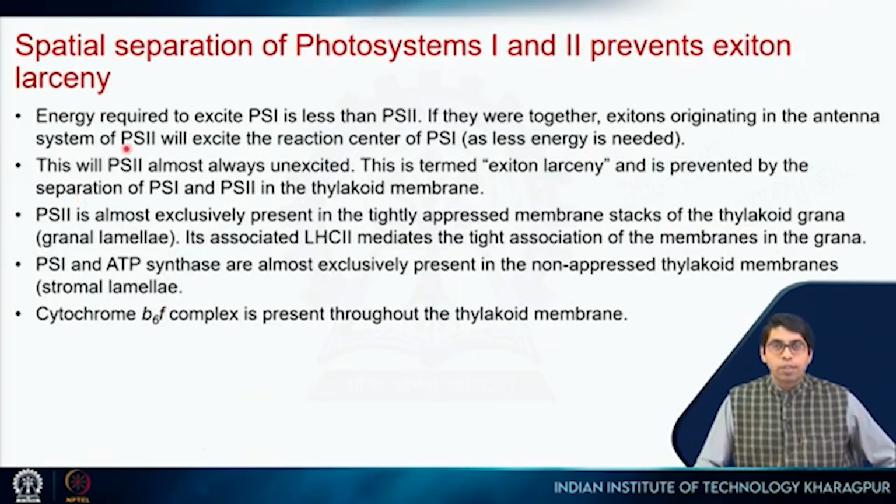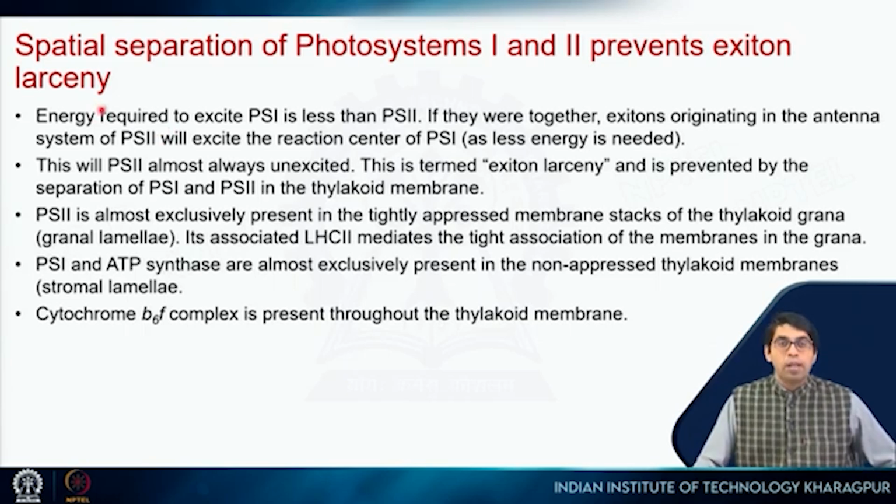So why is this special separation needed? Special separation of photosystems 1 and 2 prevents exciton larceny, okay? So what is larceny? Larceny is basically stealing, okay? So what does that mean? The energy required to excite photosystem 1 is less than for photosystem 2, okay?